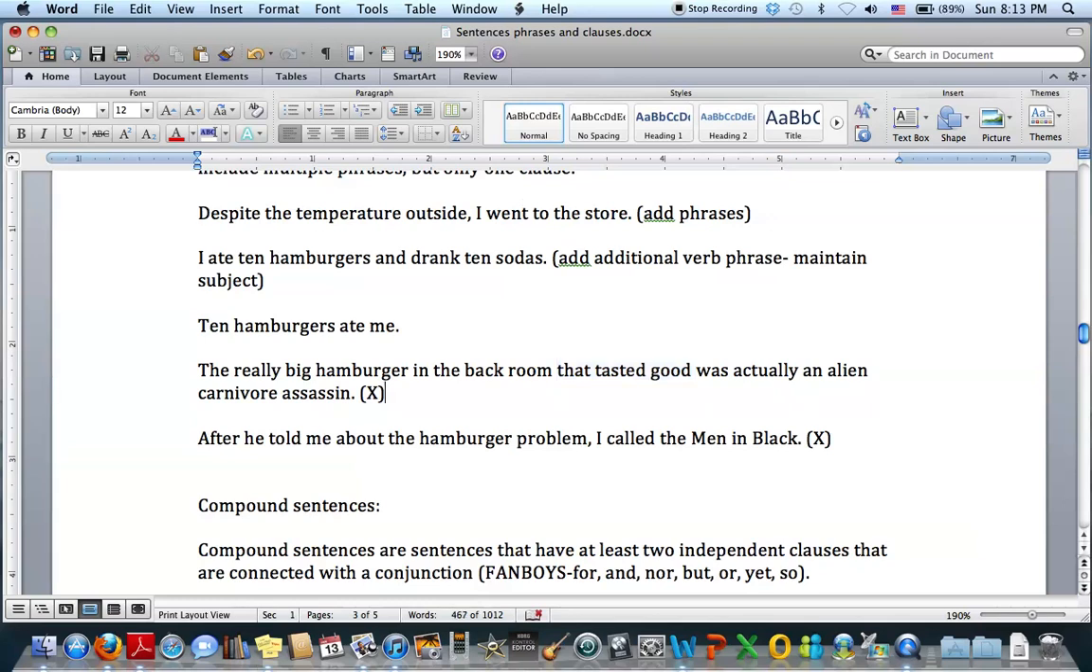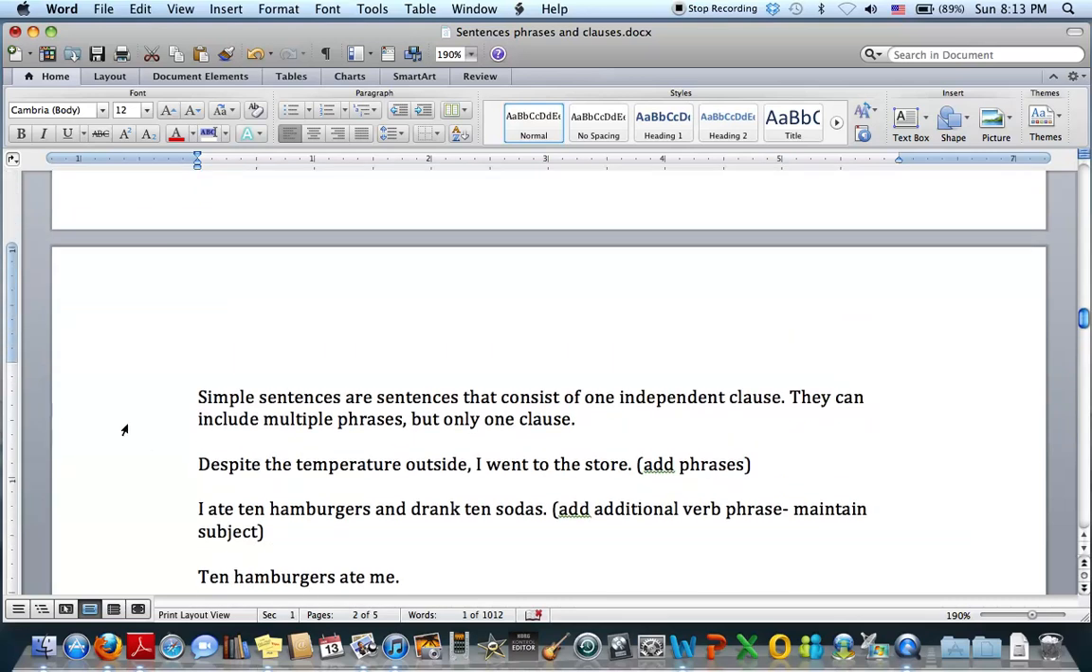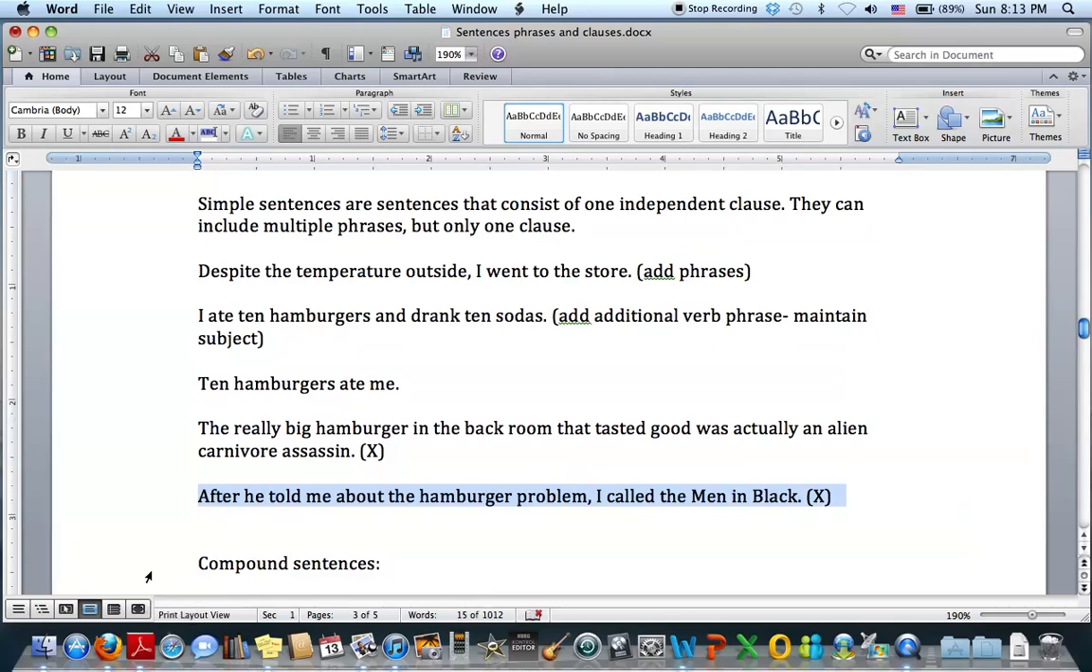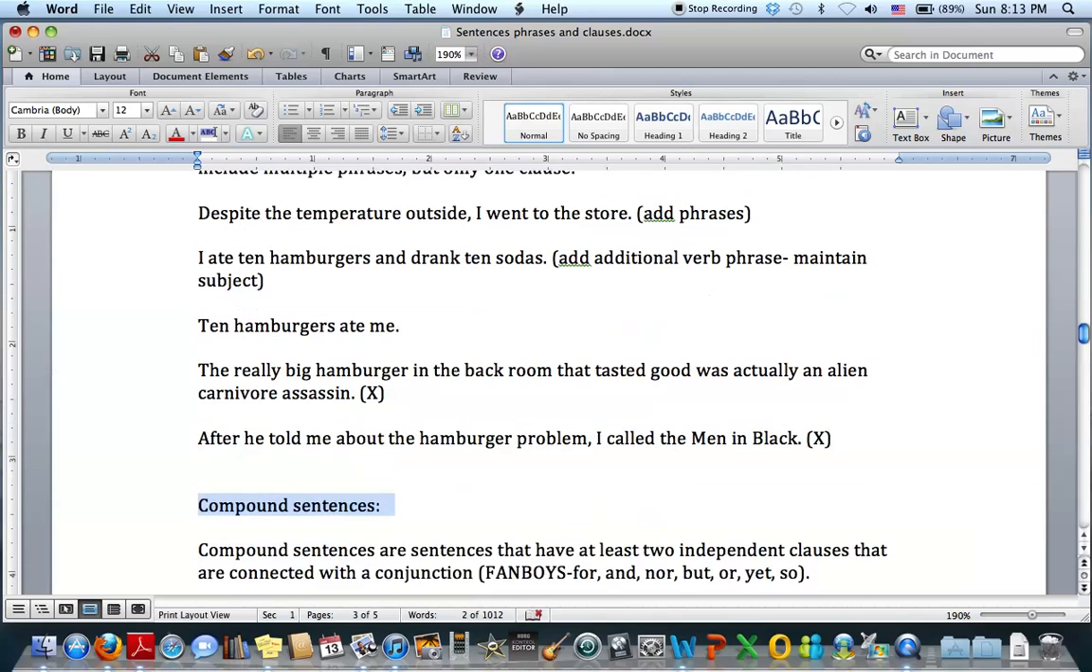Same deal: after he told me about the hamburger problem. Oh no, this is not going to work anymore either. We have "after." After is a subordinator. Since it's a subordinator, that tells me we have ourselves a dependent clause right here. And here's the deal: a simple sentence only has one independent clause. That's it. One clause. So this is not going to be a simple sentence.